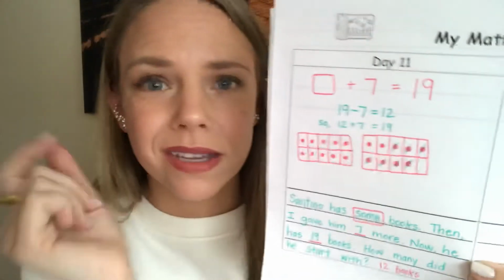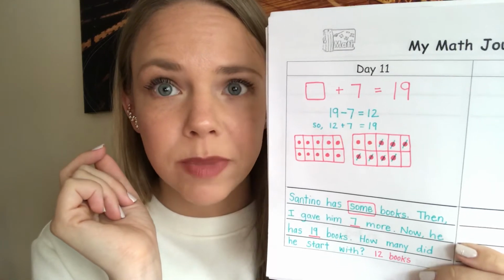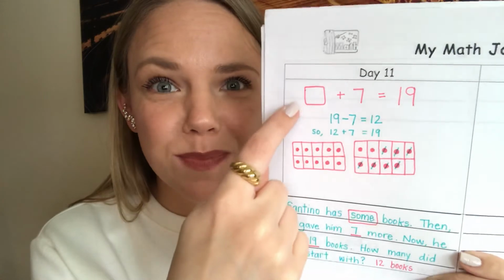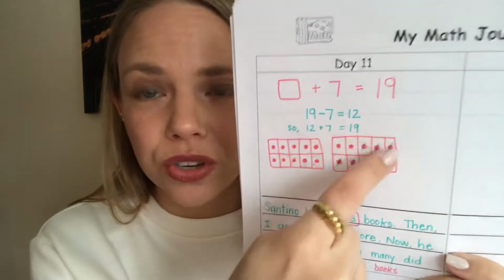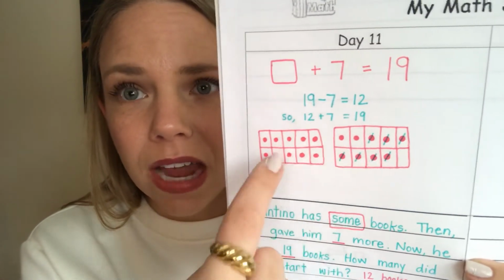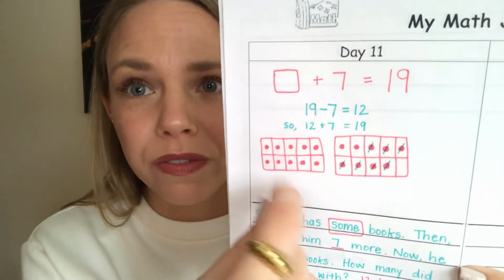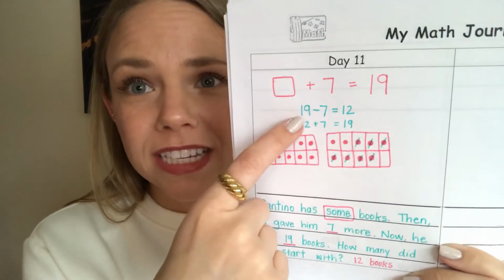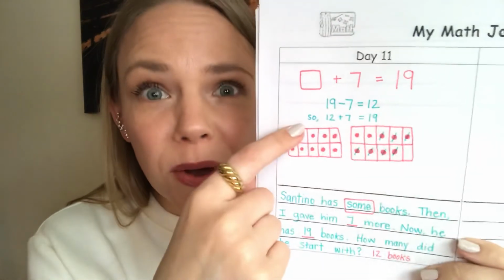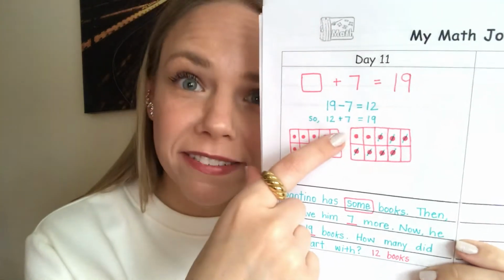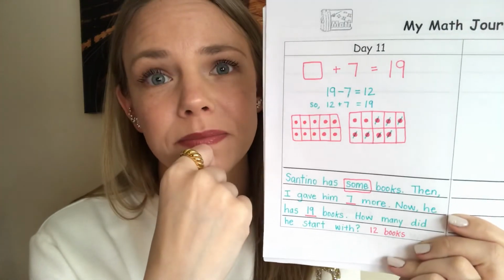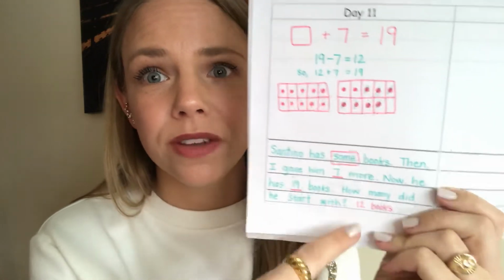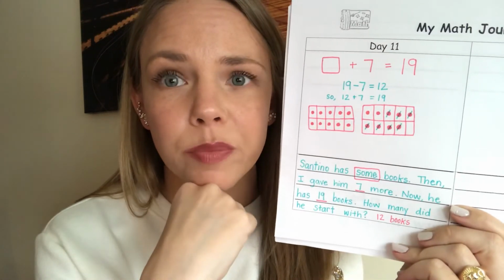And then because I know related facts and fact families, I decided to do 19 minus 7 to find my missing number. So I showed you 19 and I took away 7 and then I counted how many were left and it was 12, right? 10, 11, 12. 19 minus 7 is 12. So 12 plus 7 equals 19. And now I know my missing number, my start unknown, is 12. He started with 12 books.